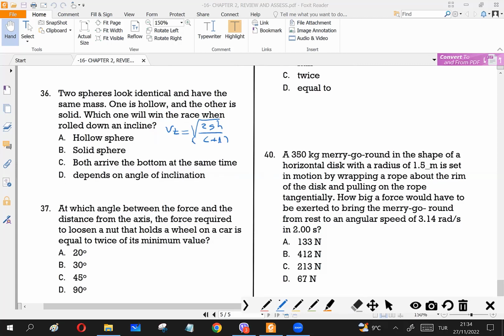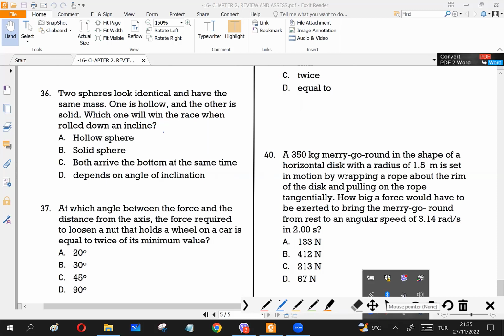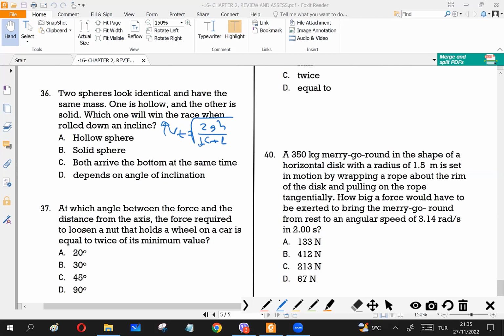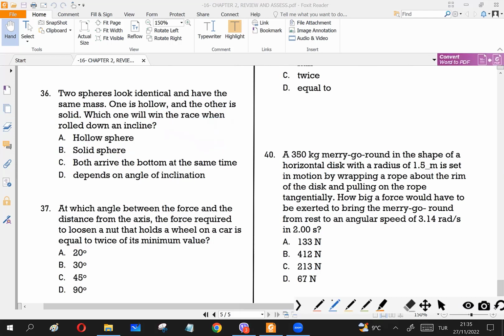And then, of course, a smaller c in the denominator causes a greater v, according to the Heck equation, which is equal to 2gh divided by c plus 1. If we want Vt, the translational speed, to be greater, c must be smaller. So which shape has smaller c, hollow sphere or solid sphere? Of course, solid sphere has a smaller c, so the solid sphere will win the race. It will move faster.